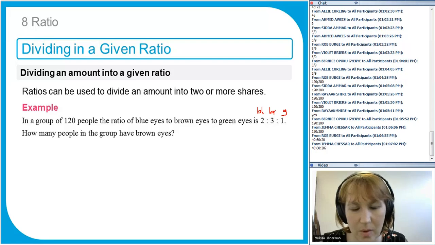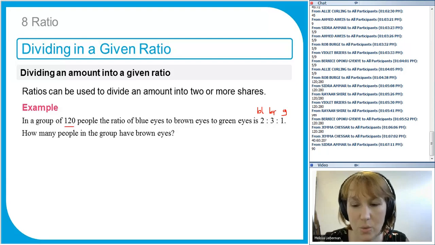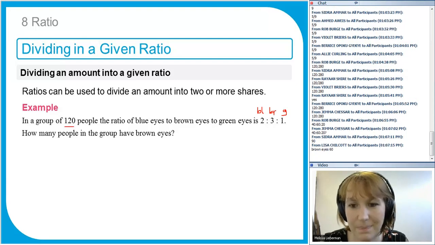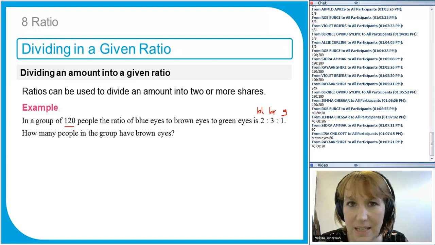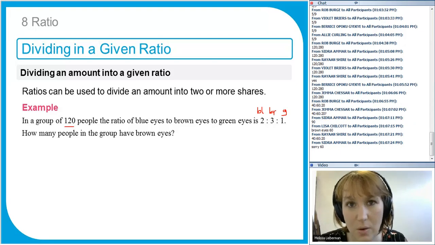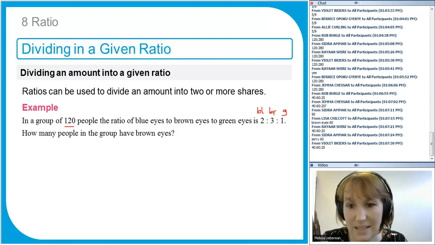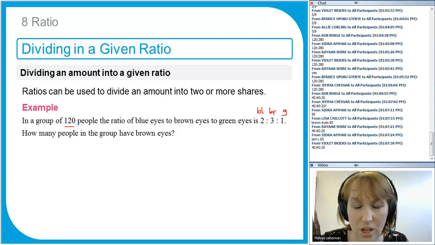So the first thing to do, it works exactly the same as the previous example, is to work out how many parts there are all together. So I've got 2 parts to 3 parts to 1 part. 2 plus 3 plus 1 is 6. So each part is worth 6. Then I need to divide 120 by 6 to find out how many people are in each part. Once I know how many people are in each part, then I can multiply up to give me the number of each colour eyes in the group.